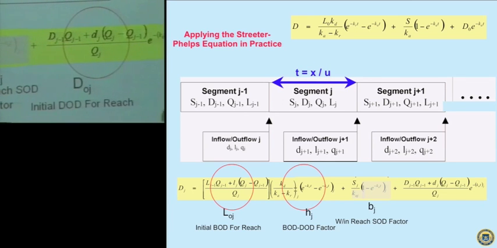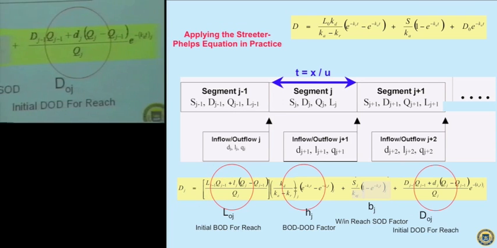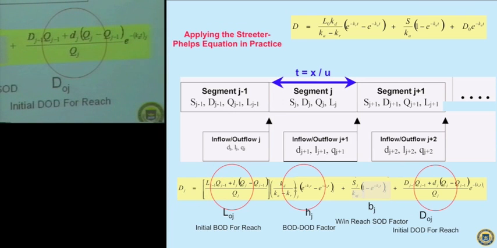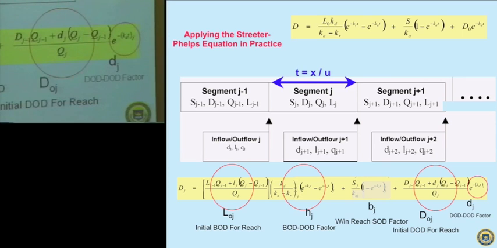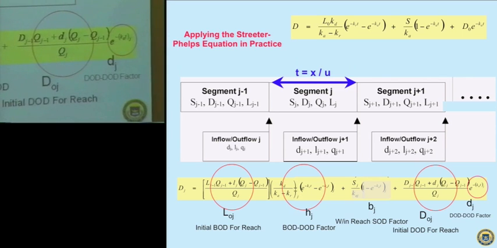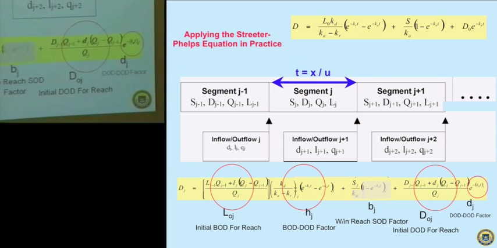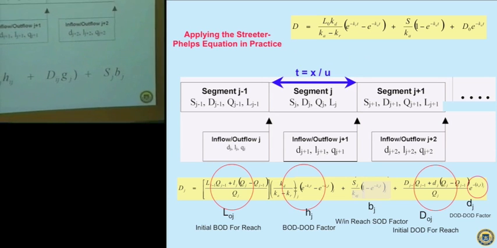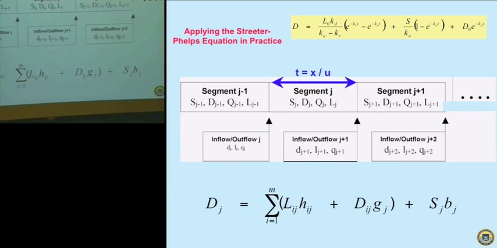Here's our D naught of j, our initial dissolved oxygen deficit for the reach, and then its conversion to dissolved oxygen deficit at the end of the reach. All columns on a spreadsheet. I'll show you the implementation in just a minute. So that's for one paper mill.